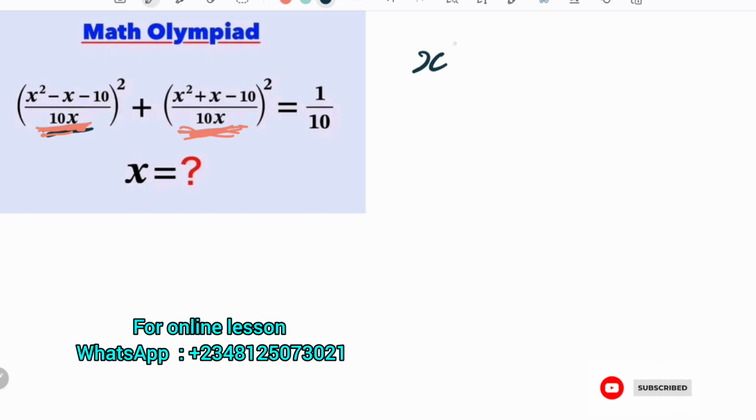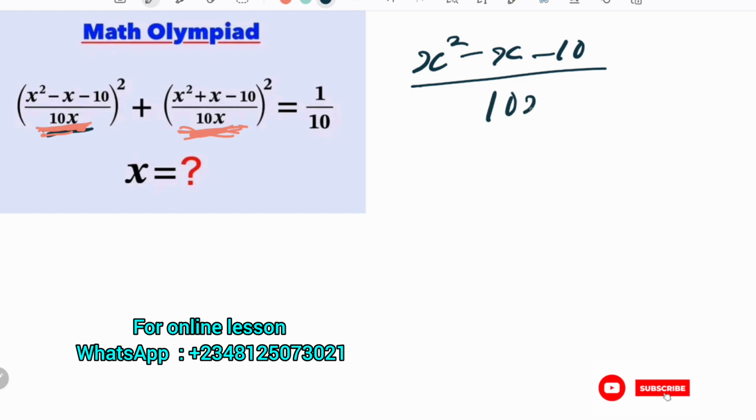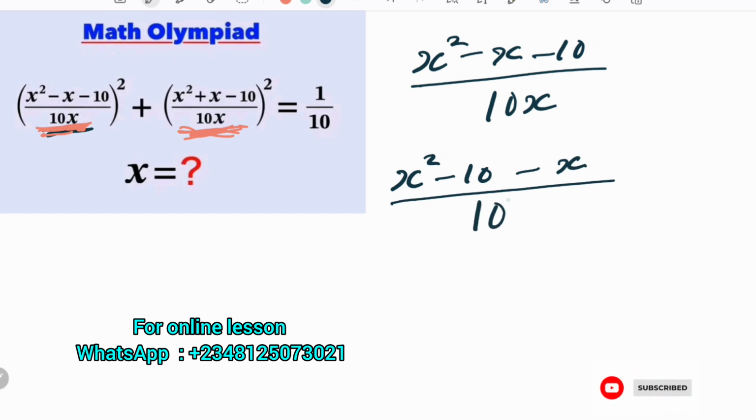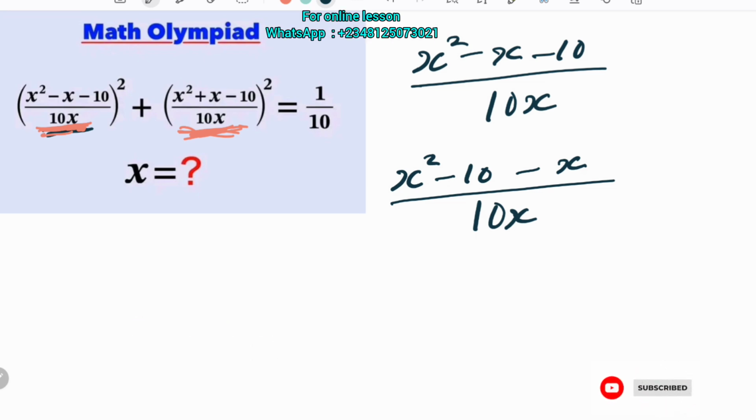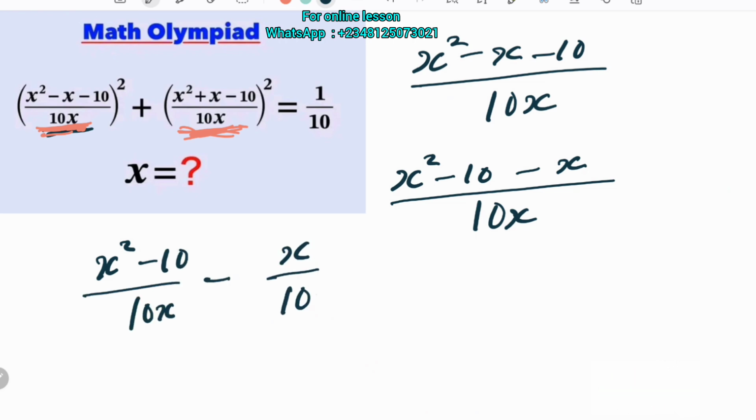So we have x squared minus x minus 10 all over 10x. So let us rearrange the numerator so that we can have x squared minus 10, then take x to the other side. We have x now all over 10. So let us separate the numerator. Let's group it into 2 so that we can have x squared minus 10 all over 10x, then minus x all over 10x.